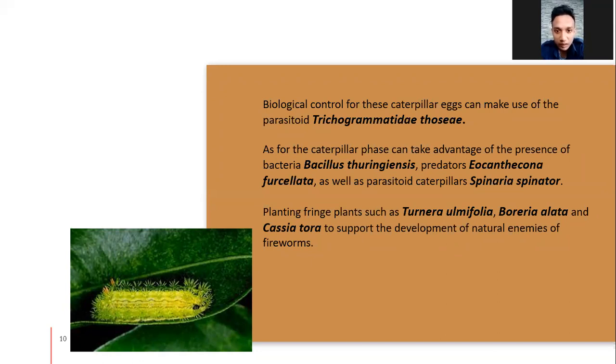As for the caterpillars, we can take advantage of the presence of the bacteria Bacillus thuringiensis, the predator Eocanthecona furcellata, as well as the caterpillar parasitoid Spinaria spinator. Planting plants such as Turnera ulmifolia, Valeria alata, and Cassia tora supports the development of natural enemies of fireworms.